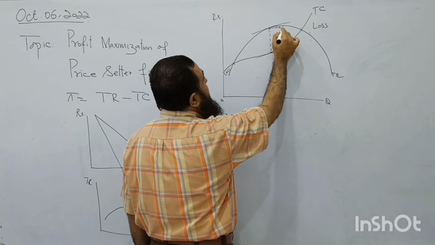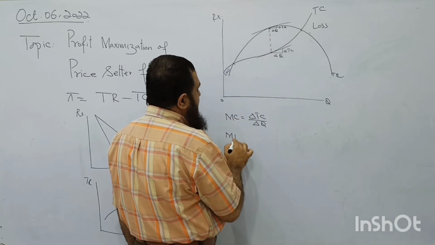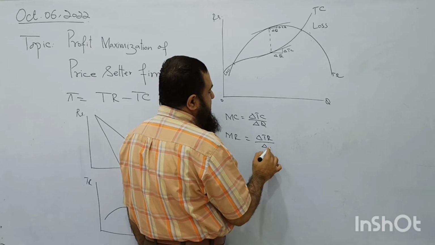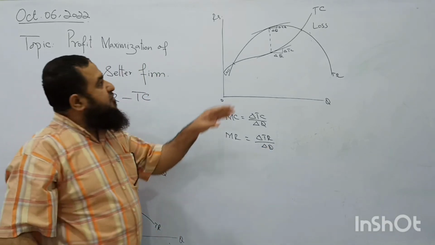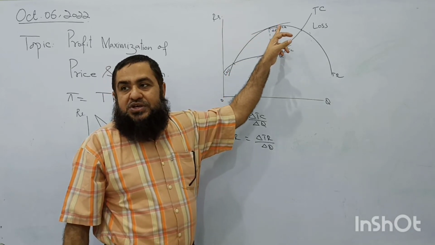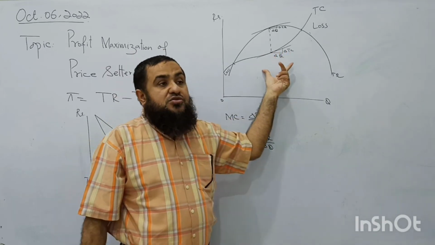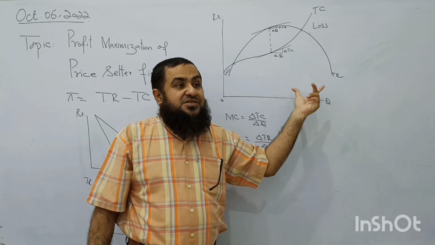Marginal revenue is the change in total revenue over the change in quantity. So can I say the same condition is achieved? When the slope of total revenue, please pay attention, the slope of total revenue, that is called marginal revenue, is equal to the slope of total cost, that is marginal cost.